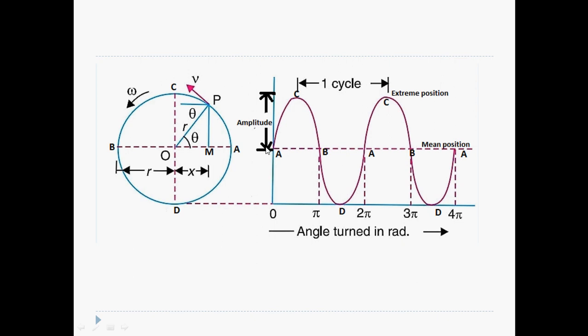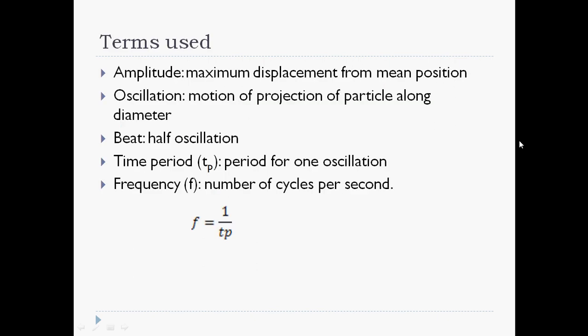So amplitude is the distance of the extreme position from the mean position. This will be the amplitude, or this one, either one. The time taken for moving from A to A, that is for one cycle, will be the time period. So amplitude is the maximum displacement from the mean position. Time period is the time taken for one oscillation, and frequency is the number of cycles per second. It can be represented as 1 by Tp, that is 1 by time period.